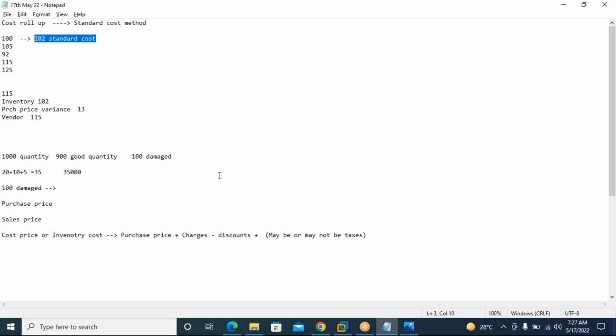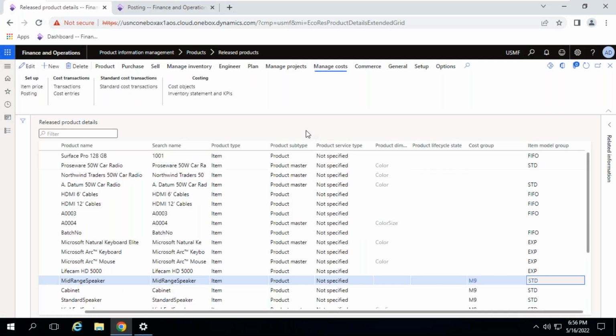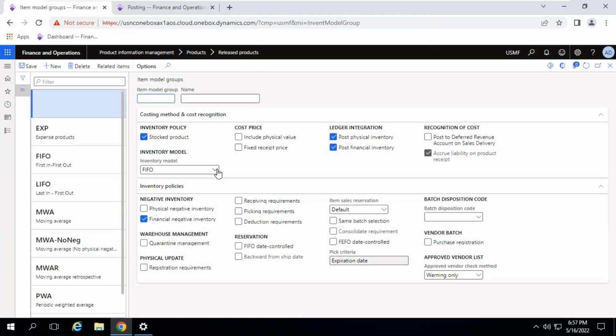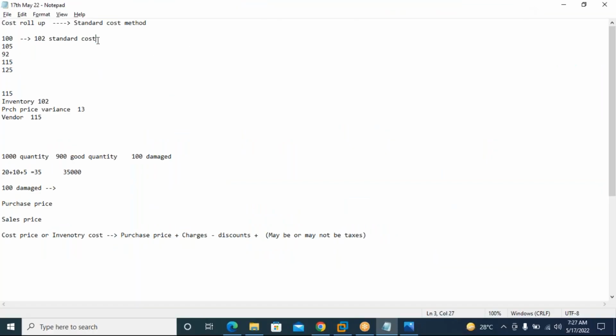If it is FIFO, LIFO, weighted average, whatever the cost price calculation, for all these, the system will calculate this cost price. For standard cost, you are overwriting with the calculation and you are telling, this is my cost price. Understood? Yeah. So that means the difference between purchase price and actual cost price.